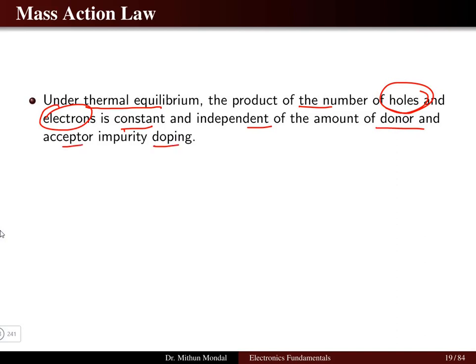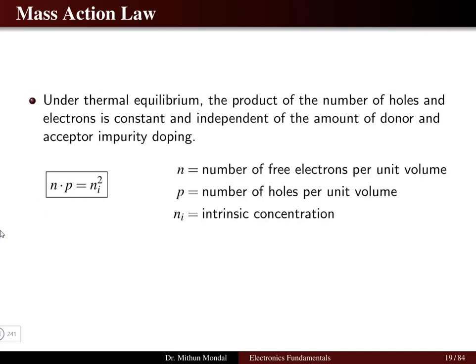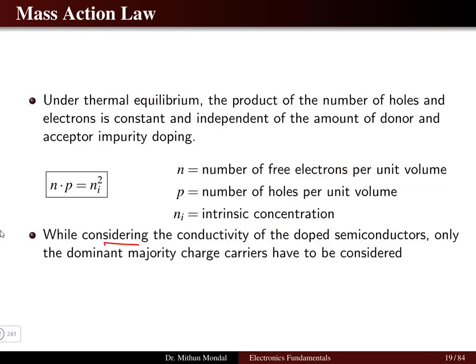So this is under thermal equilibrium. We can say that the product of the number of electrons and the number of holes is equal to Ni squared, where Ni is the intrinsic concentration under thermal equilibrium, and n and p are the free electrons and holes per unit volume of the crystal. While considering the conductivity of the doped semiconductor, only the dominant majority charge carriers have to be considered.